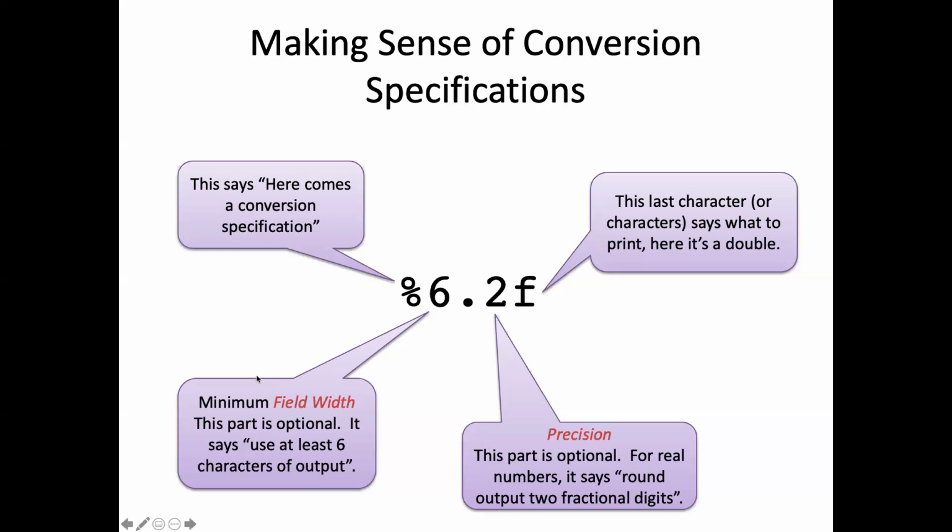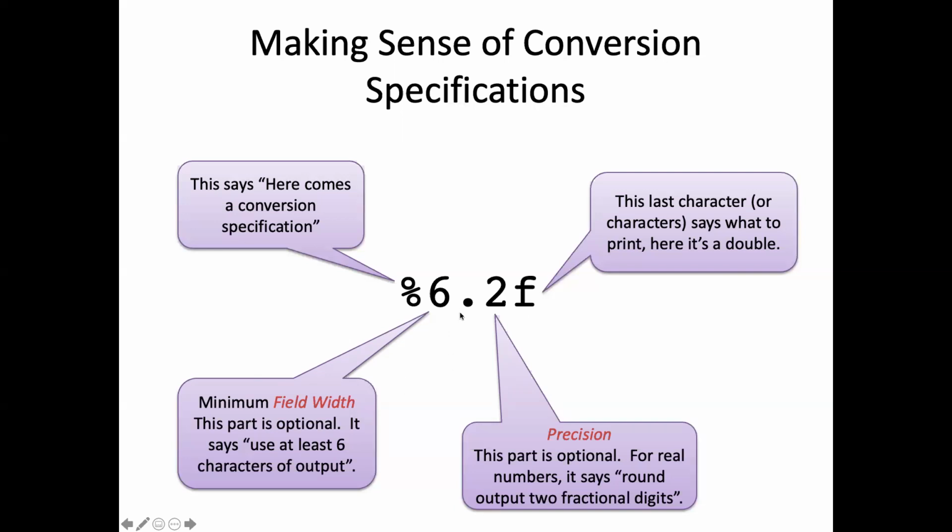And then the last character of the conversion specifier says what you're actually printing. You have to wait till the end to find out, oh, you want to print a floating point number. That's what F stands for. That's for printing out a double value. And then this stuff says how to print it.